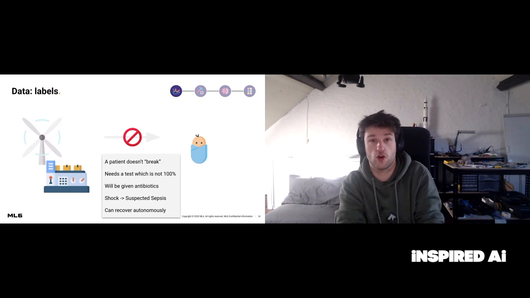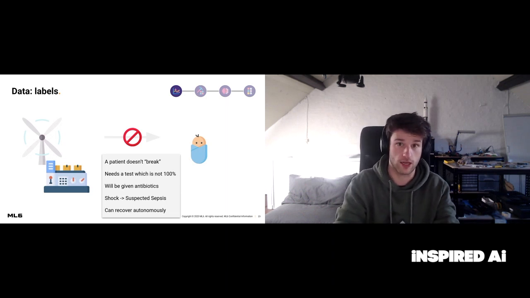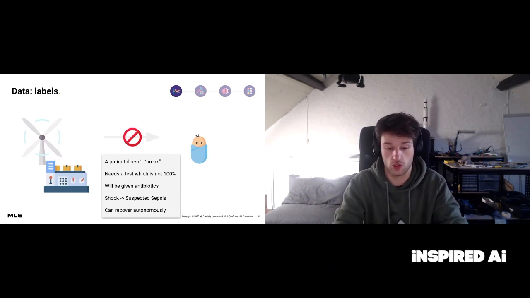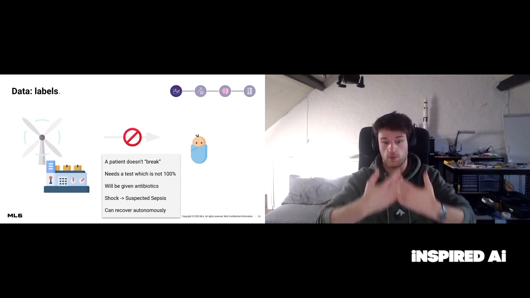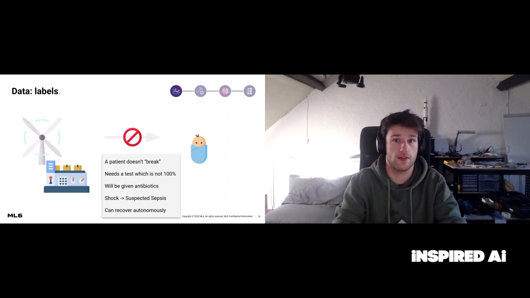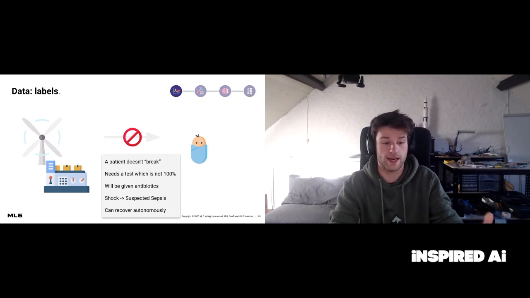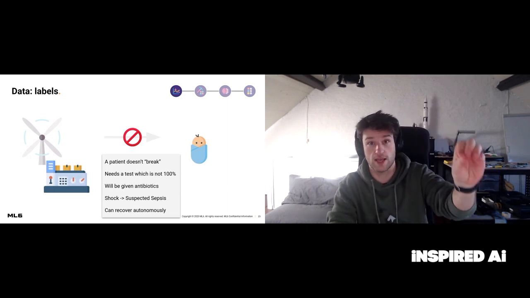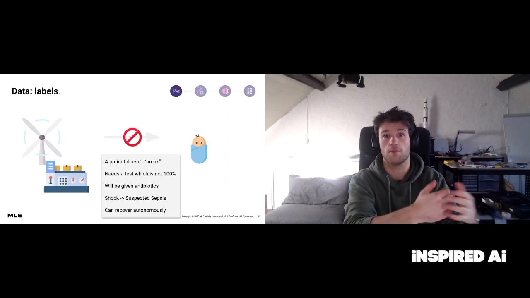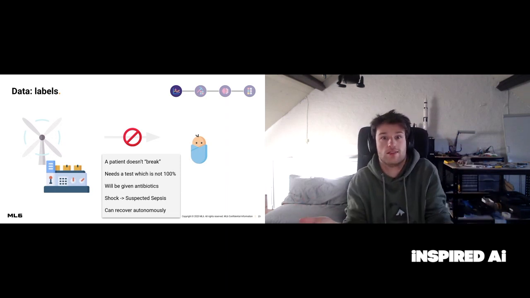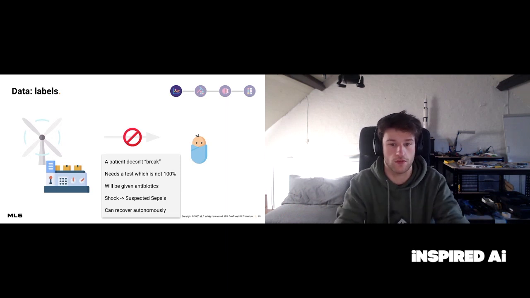Or you can also recover autonomously. So even without antibiotics, it's possible that a baby or a patient's immune system is strong enough that it takes care of the sepsis even without intervention. And so by then you might have seen the signs of sepsis in the data, but it wasn't labeled because it was never seen as sepsis and it just got better automatically or autonomously.